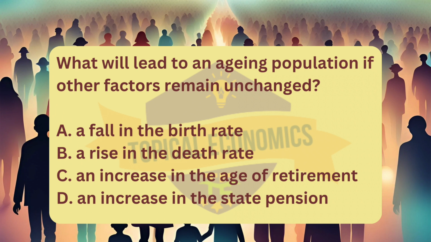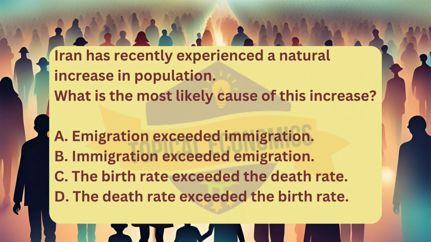Moving to the 15th question. Iran has recently experienced a natural increase in population. What is the most likely cause of this increase? A. Emigration exceeded immigration. B. Immigration exceeded emigration. C. The birth rate exceeded the death rate. D. The death rate exceeded the birth rate. Reference, 2018 October-November version 1. The correct answer for this question is option C.